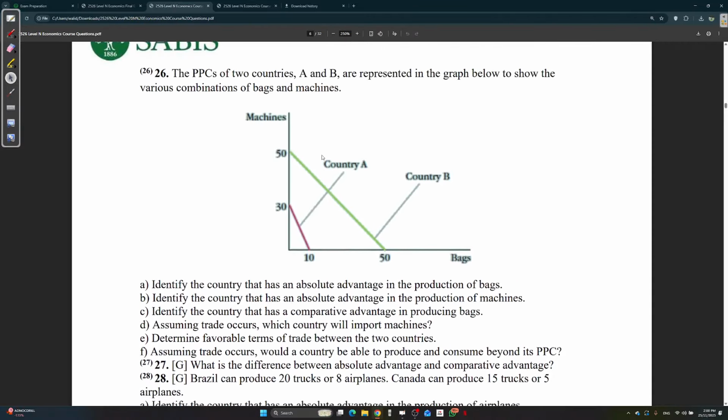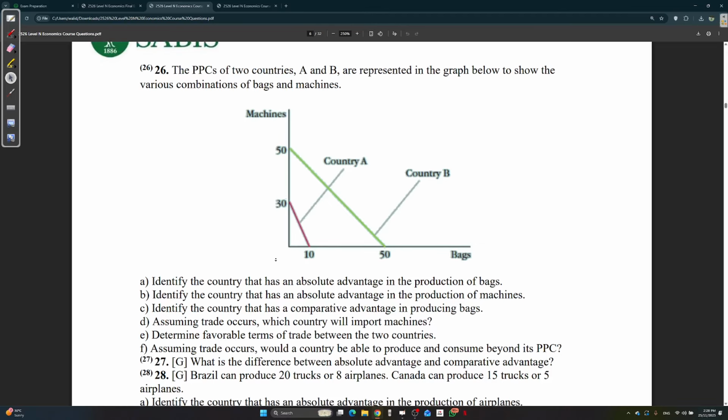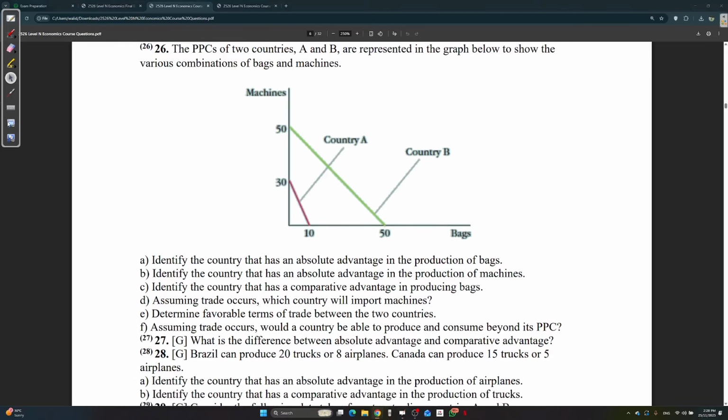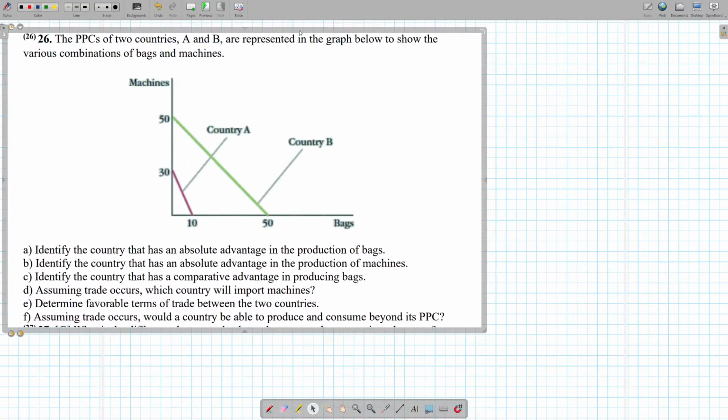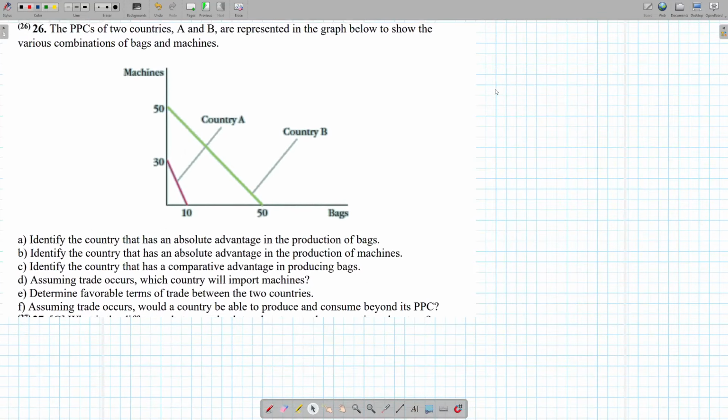This is not chill, bro. Alright, so I took a small break. Anyways, these are the PPCs of two countries, A and B, and this is actually a pretty chill question. They're not really asking for much. This was actually like the first periodic, almost the same exact thing.